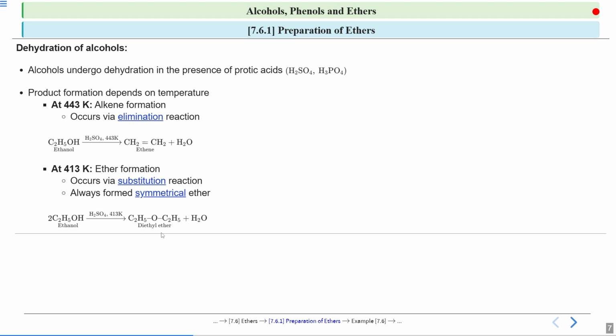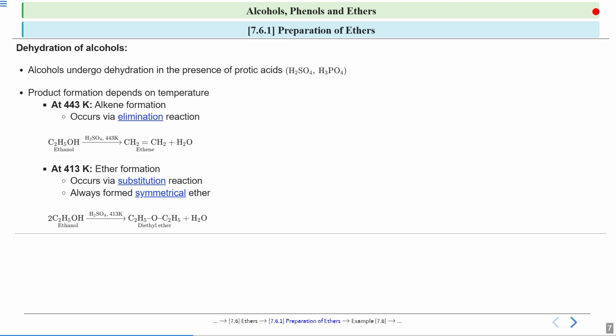So since there are 2 ethyl, you will write diethyl ether. Common names are written in the form alkyl ether. Here there are 2 ethyl groups, so you will write diethyl ether. Okay, so this happens in dehydration of alcohols.